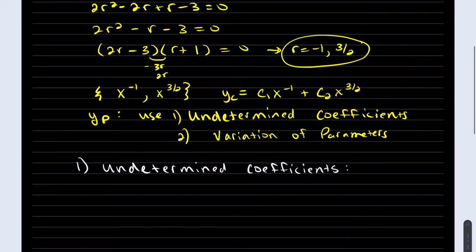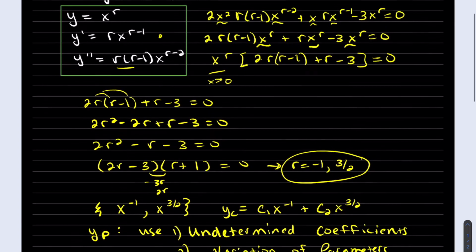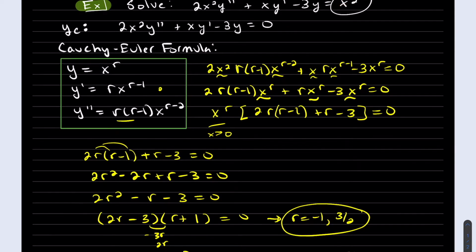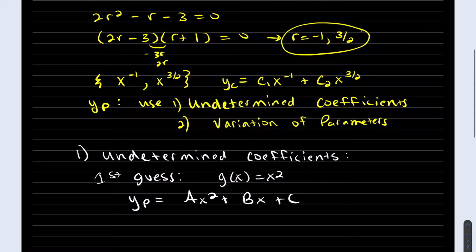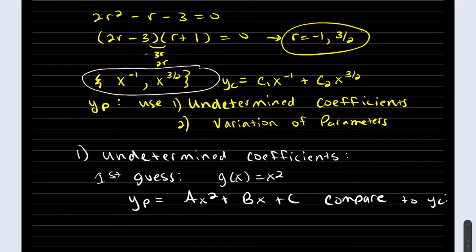So my first guess, since my g of x is x squared, if you remember, right here, my first guess is ax squared plus bx. Got to include all the derivatives in there, bx plus c. And we're going to compare it to yc. And here's our yc, our fundamental set. And x squared's not in there, so they are all independent.